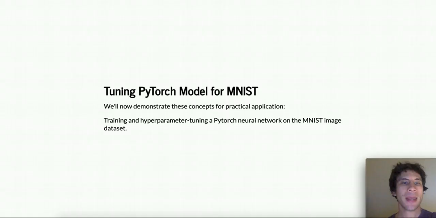Now that we've demonstrated the basic building blocks that you can use to tune arbitrary pieces of your own code, let's demonstrate their usage in a practical application. Here we'll consider training and hyperparameter tuning a PyTorch neural network on the MNIST image dataset.